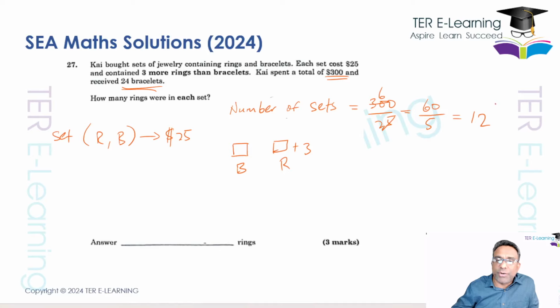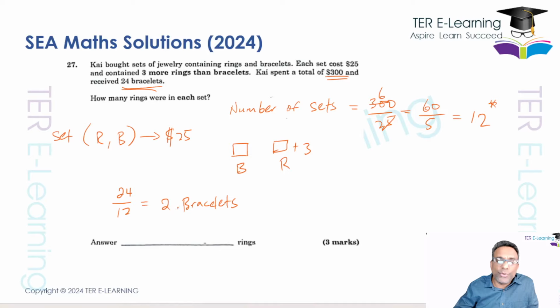Remember, we know we have 12 sets, and she actually received 24 bracelets. So we need to figure out how many bracelets are in one set. All we need to do is take 24 bracelets and divide that by 12. So there's a total of 2 bracelets per set.